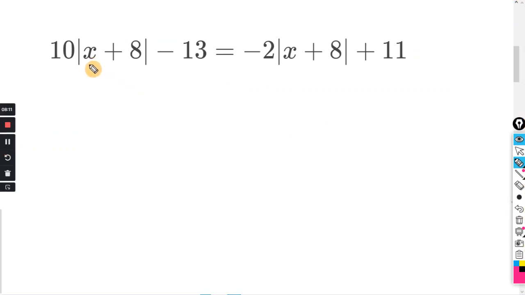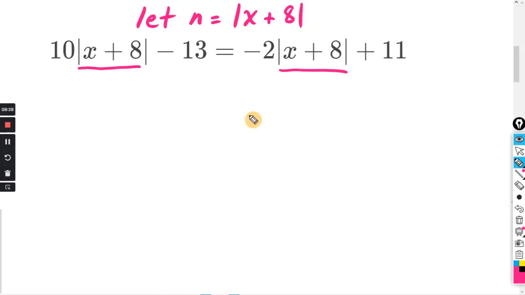All right, one more. We have the absolute value of x plus 8 on both sides. So I'm going to let n equal the absolute value of x plus 8. So wherever I see that, I'm going to plug in n. Okay, so we start with a 10. Absolute value of x plus 8 is n minus 13. And that equals negative 2. Absolute value of x plus 8 is just n. And then plus 11.